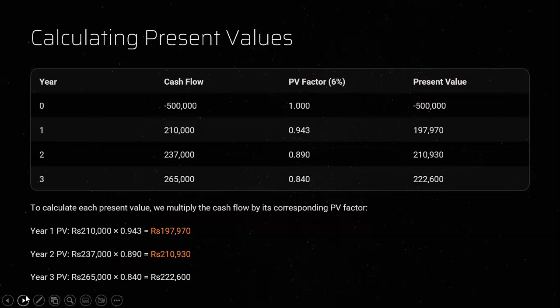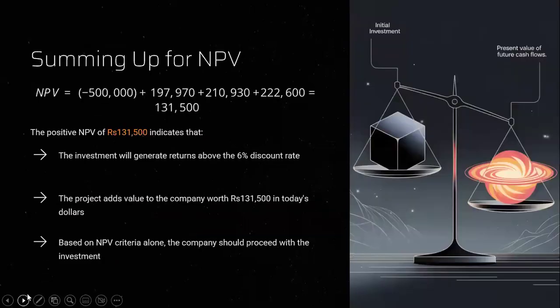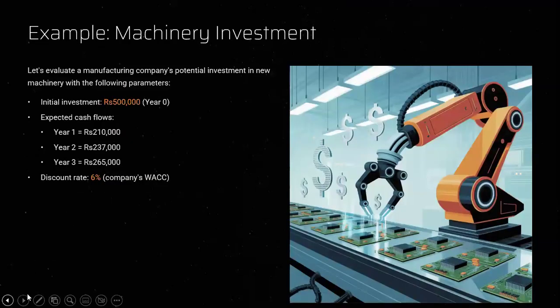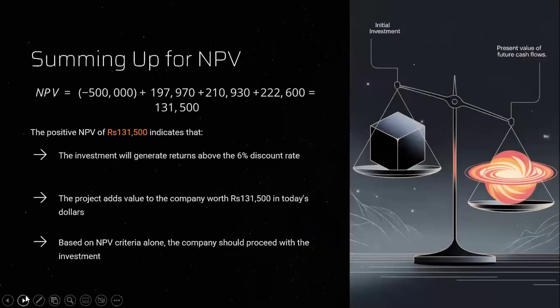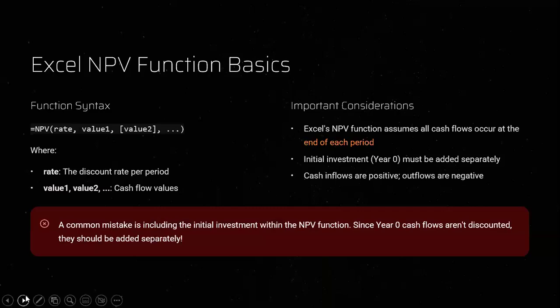So considering this, if I add all this together, my total value is 1 lakh 31,500 and my initial investment is 5 lakhs. So if I adjust my initial investment, I'm able to get 1 lakh 31,000 as a return. So this is investment generation at 6%. If it is 10%, 20%, 30%, the investment generation will change. So this is all about net present value.